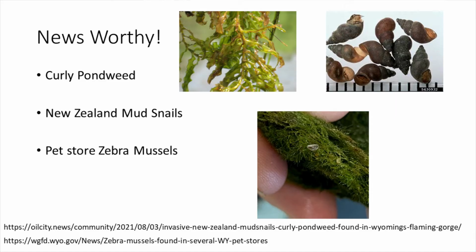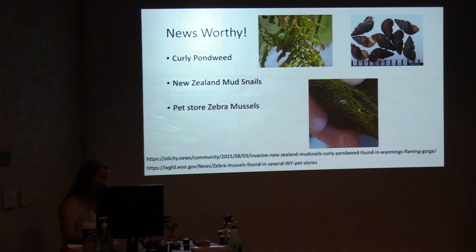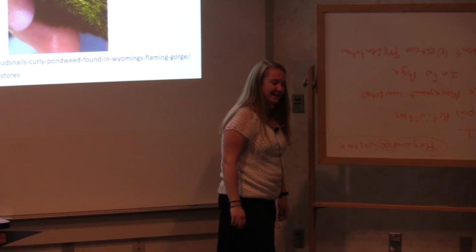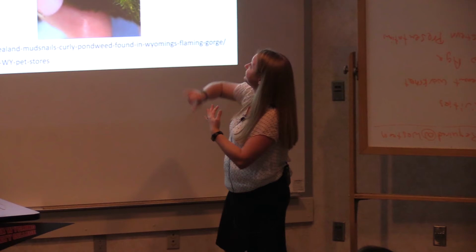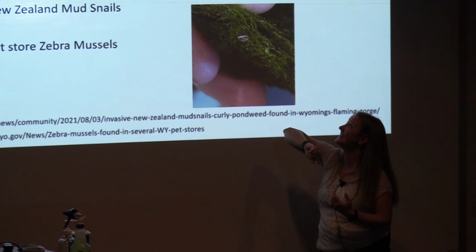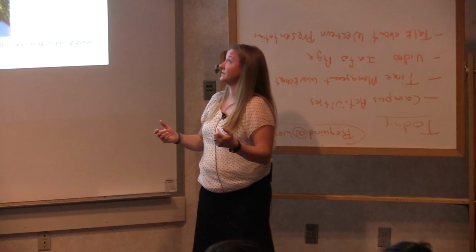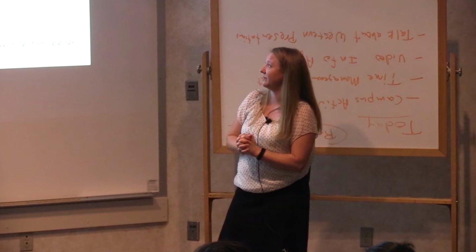Like stuff from Wyoming. Stuff that's newsworthy. Two things that have been found very recently in the Flaming Gorge Reservoir are curly pondweed and the New Zealand mud snail. So those two up there. This has happened within the last year that these guys have been found. Not to say that they haven't been there for longer than that, but someone found them and reported them as being there.